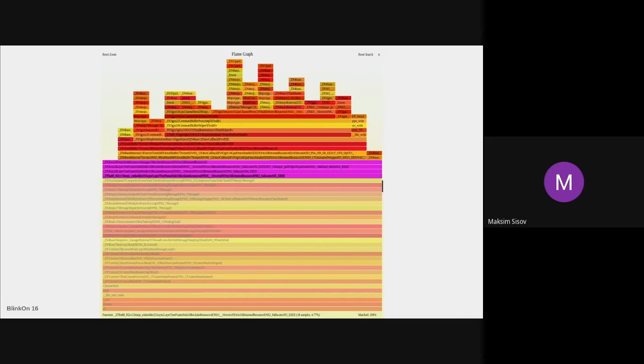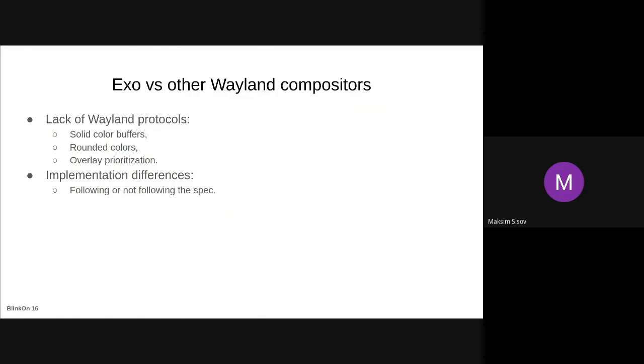Yes, creating fences and attaching them to the resources. Next, I would like to talk about the differences between EXO and other Wayland compositors and why one cannot have delegated compositing enabled on all Wayland compositors. Please note that Linux can also use Ozone Wayland. It's not limited to Ozone X11. And it can also use, in theory, delegated compositing, but it's limited due to lack of some protocols.